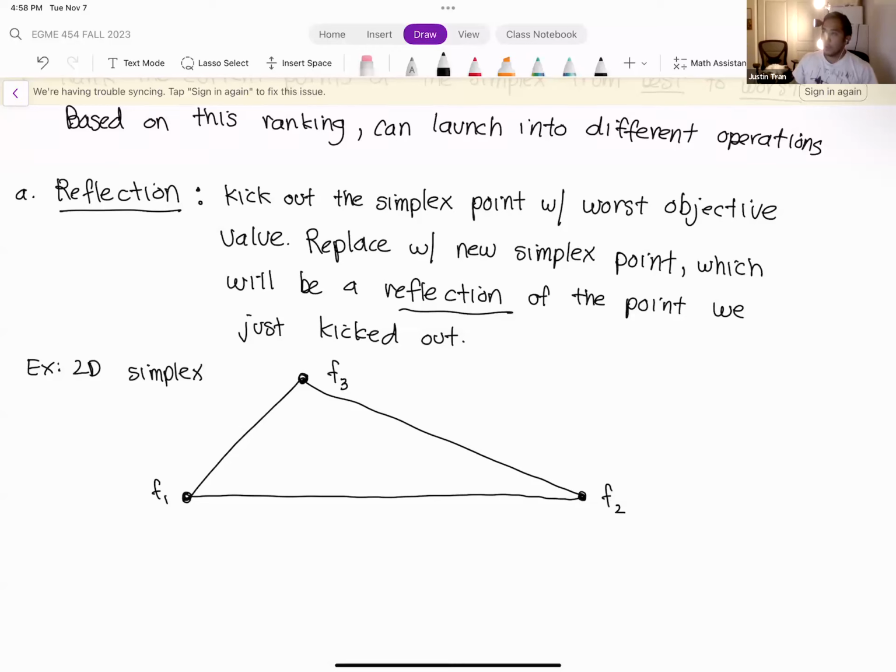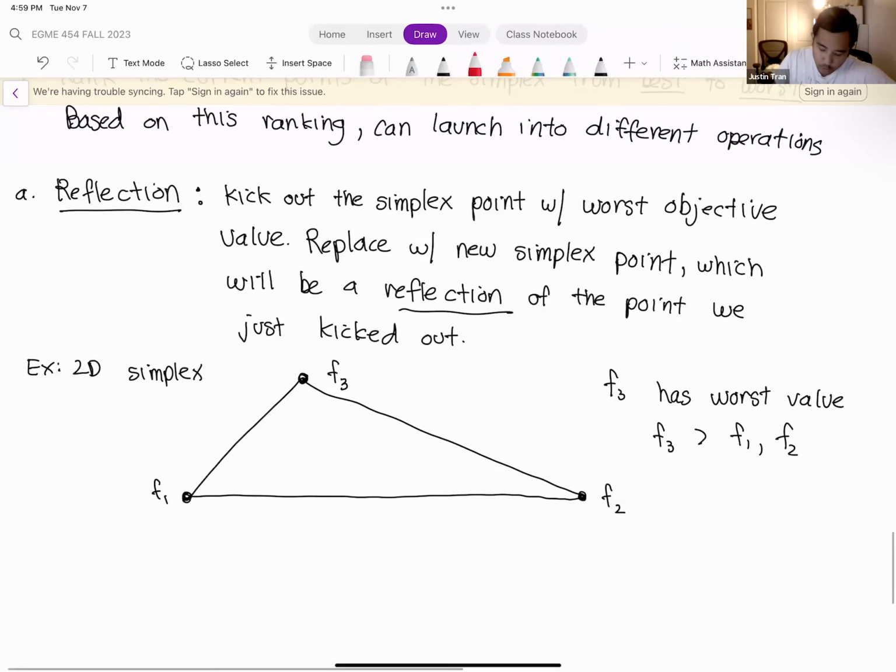Let's say this is our initial simplex, the first 3 points that we're sampling in our design space. For this example, let's say that f3 is the worst one. Out of f1, f2, f3, f3 has the greatest value. In other words, f3 is greater than f1 and f2. It doesn't matter which of f1 and f2 is greater. We just need to know that f3 is the worst one. So we're going to kick out f3.